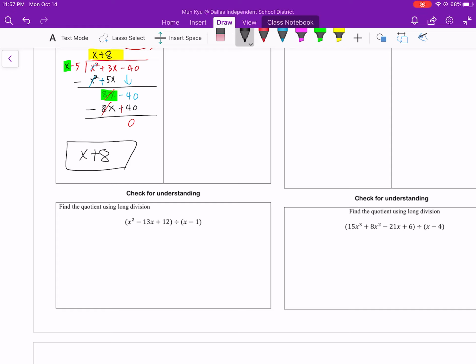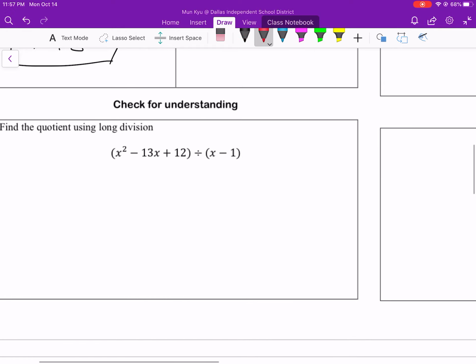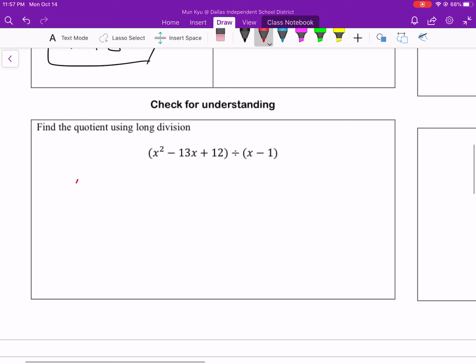And we have one more question here. This one, let's do this here. This time I will go over much faster. We have x squared minus 13x plus 12 divided by x minus 1. And again, if you get lost or if I'm going too fast, pause the video and try to understand. That's the beauty of YouTube, right?